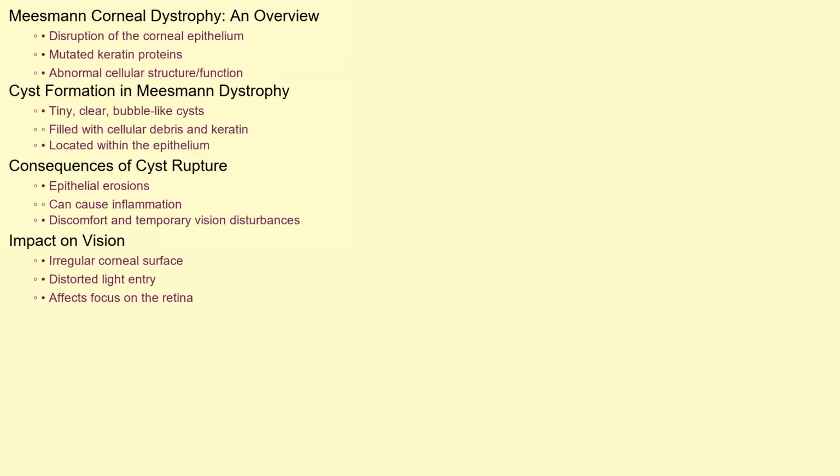Over time, these cysts can rupture, causing epithelial erosions. These erosions can trigger inflammation, discomfort, and even temporary vision disturbances. The cornea's normally smooth surface becomes irregular, impacting how light enters the eye and focuses on the retina.